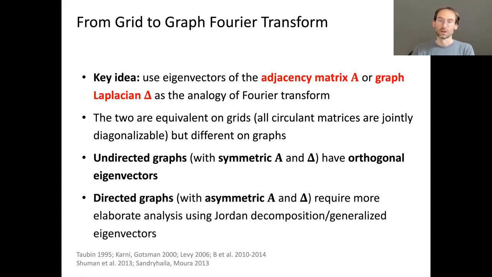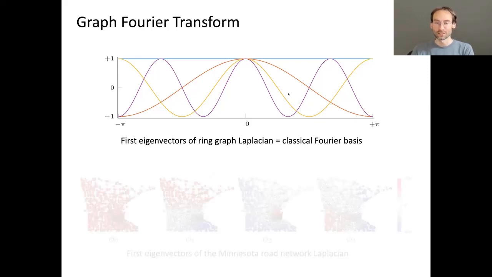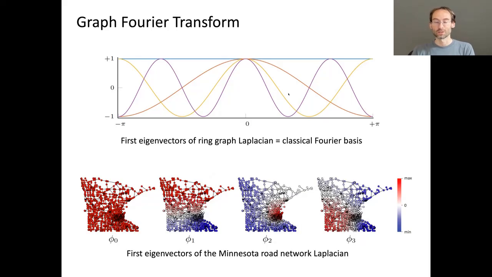For directed graphs, the formulation is slightly more elaborate. So allow me not to go into details, and I invite you to check the references that appear here at the bottom. So this is how the Fourier basis looks like for the traditional ring graph. So that's the classical sines and cosines. And this is how eigenvectors look like on the general graph.